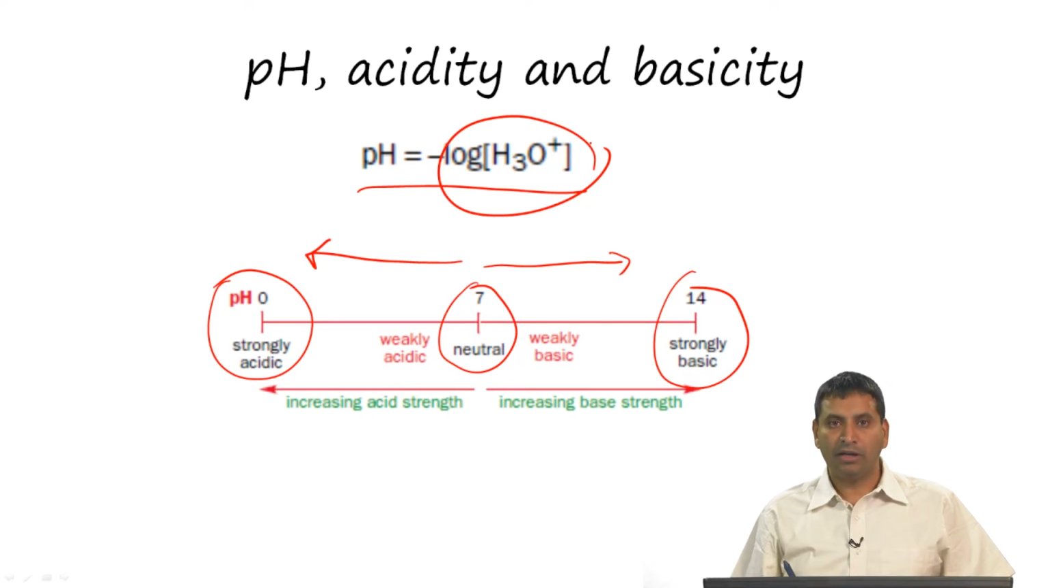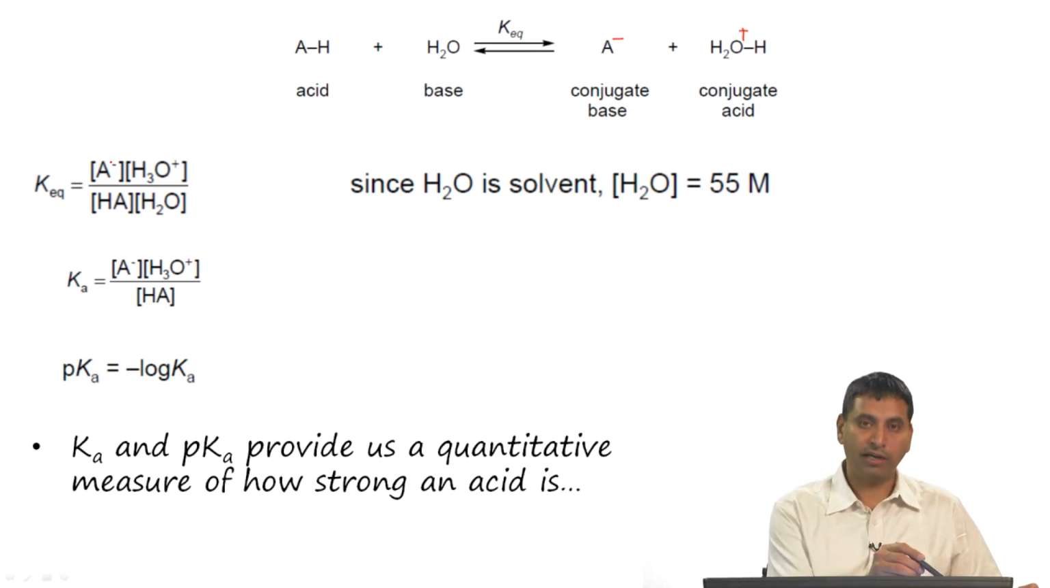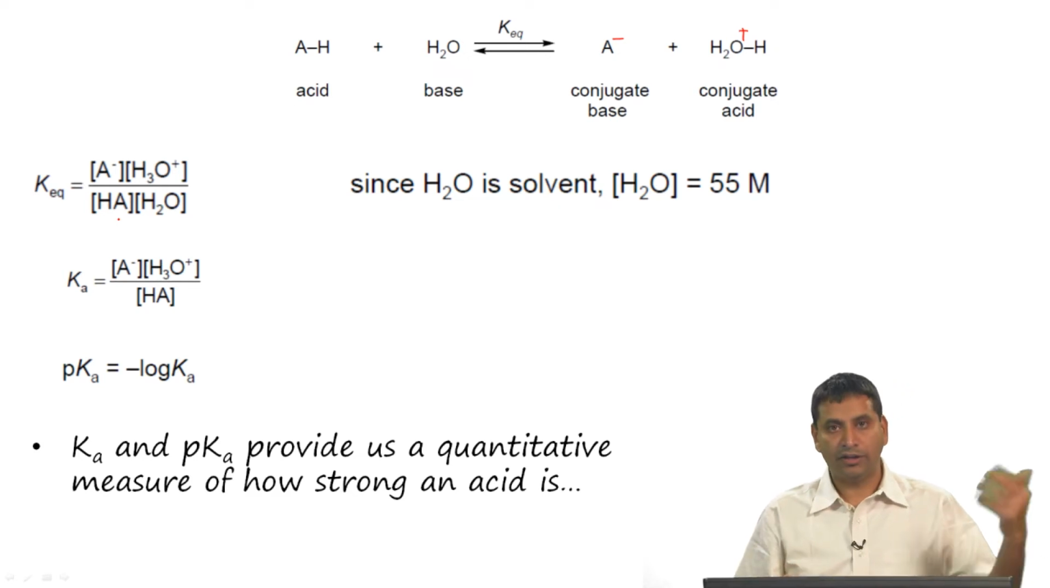With that background, now let's look at what pKa is. If I take an acid HA and dissolve it in water, we can write an equilibrium, where the conjugate base is A minus and the conjugate acid is H3O plus. Now, the equilibrium constant would be the concentration of A minus multiplied by the concentration of H3O plus, divided by the concentration of HA times H2O. Again, this is stuff that we have learnt previously in high school.